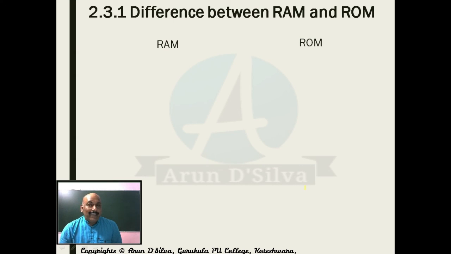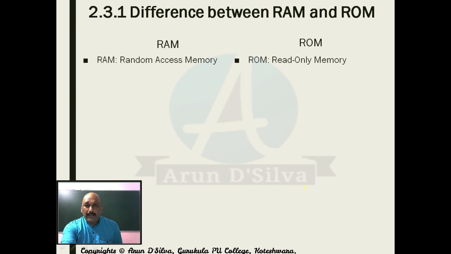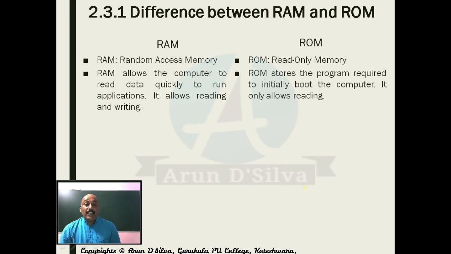Students, let me keep it in front of you: the difference between RAM and ROM. The first difference is RAM stands for random access memory, and ROM stands for read-only memory. The second difference: RAM allows the computer to read data quickly to run the application, and it allows reading and writing.